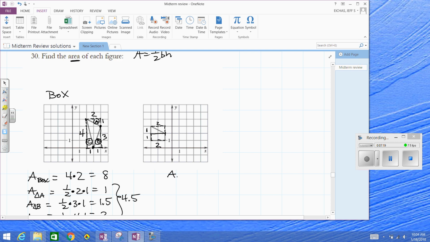The area of the rectangle is 1 times 2. Area of the triangle is 1/2 times 1 times 2. So the area of the figure is 2 plus 1 is 3. Oops. So that's what it looks like. All right.